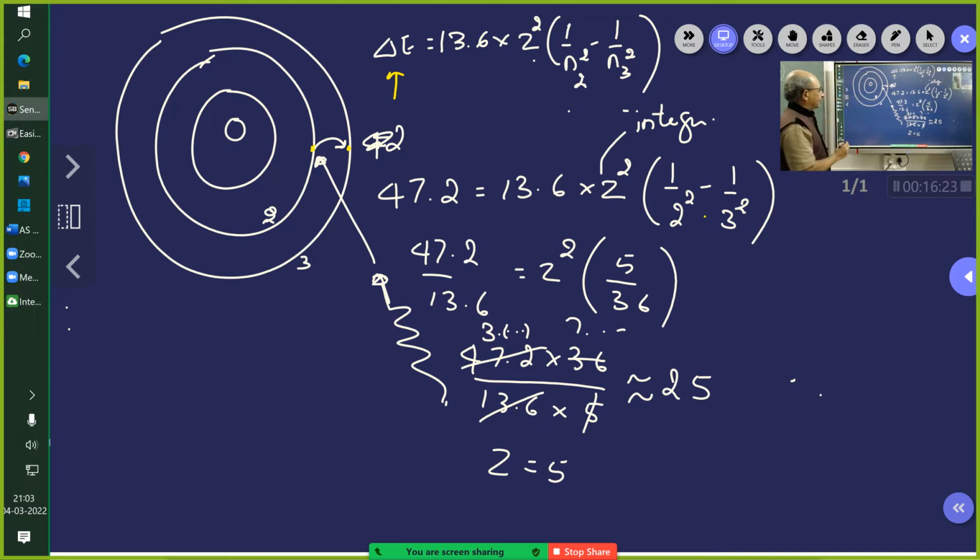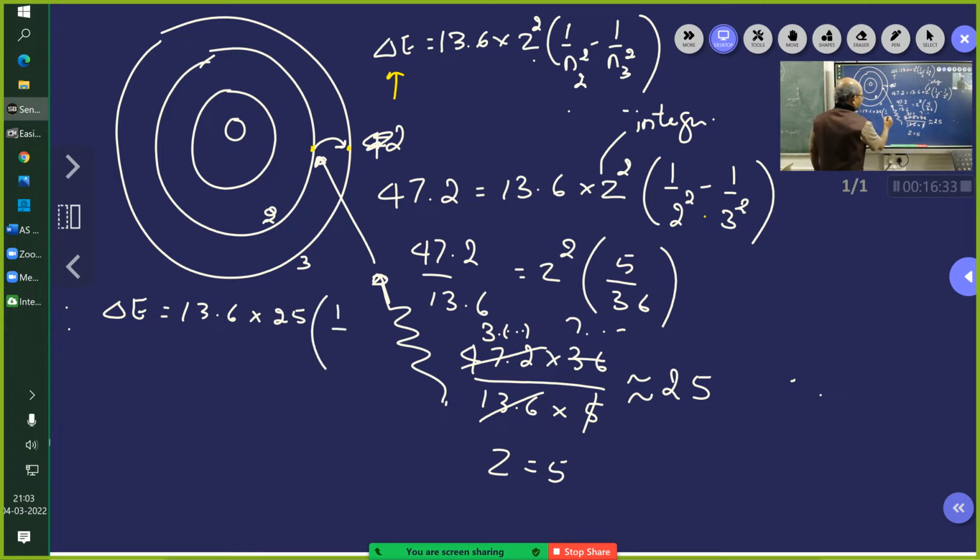Somebody answer there. Yes. So you will get again here 13.6 as it is, but this will be 25 into 1 upon 3 square minus 1 upon 4 square. So you have to find out delta E. Just that you have to substitute it. So what is the answer? 16.5, sir. 16.53. Okay. The answer is 16.53 electron volts.